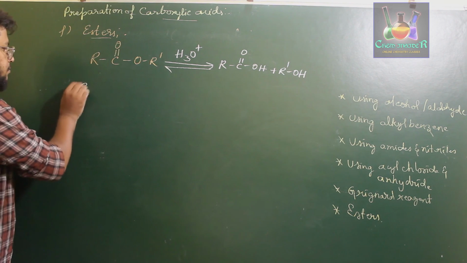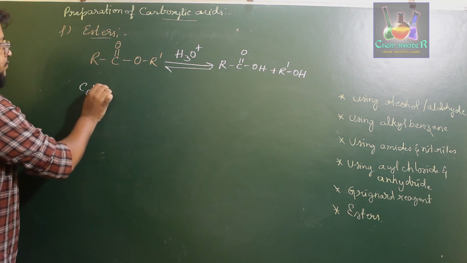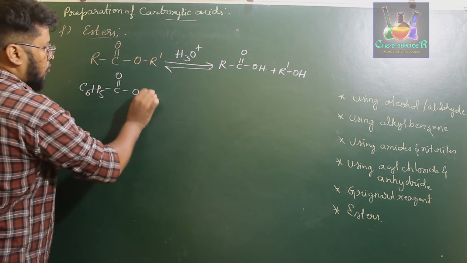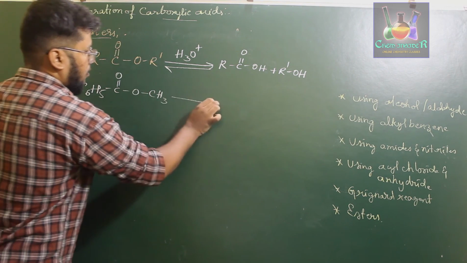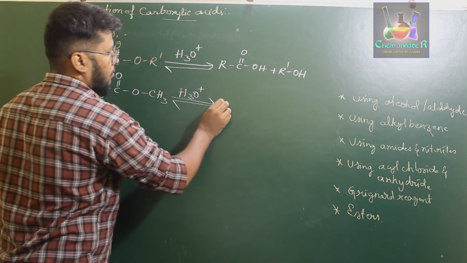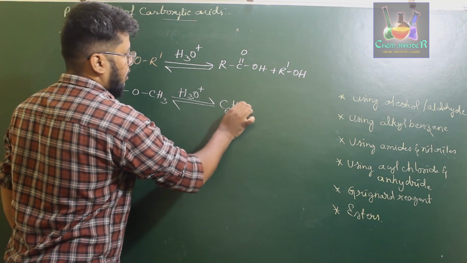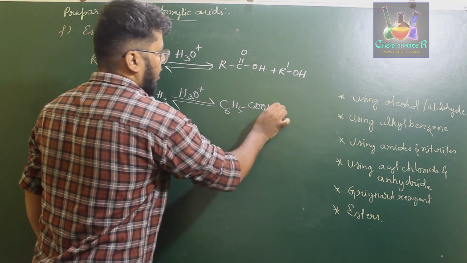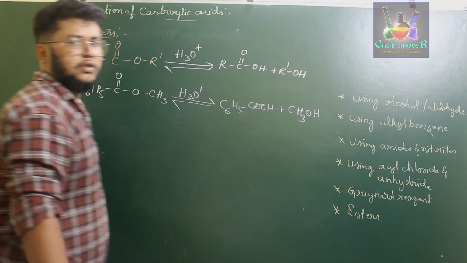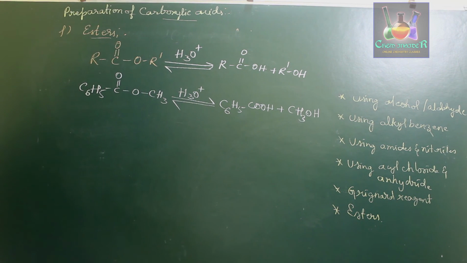For example, C6H5, C double bond O, OCH3 on hydrolysis forms C6H5COOH plus CH3OH. So this is the method of preparation of carboxylic acid from esters.